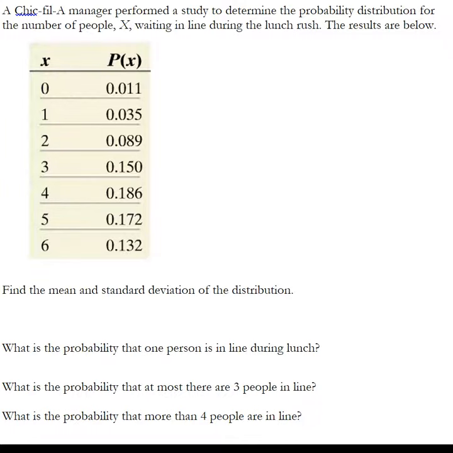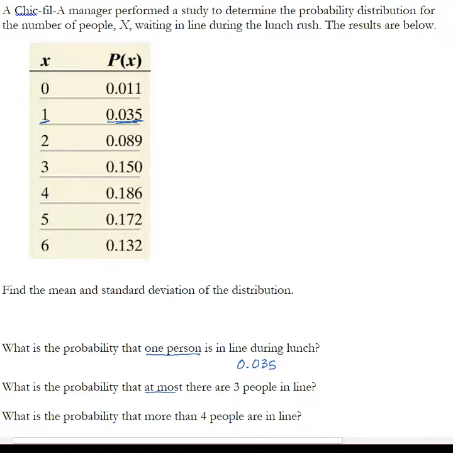First, with this problem, I'd like to answer the last three questions. They're easier and shorter than the mean and standard deviation. The probability that one person is in line is simply the probability associated with the outcome of 1, or 0.035.